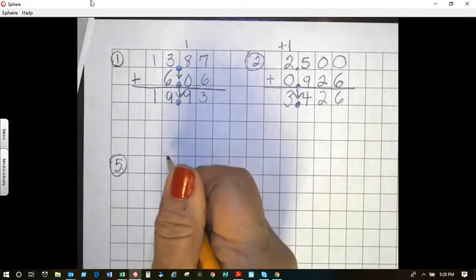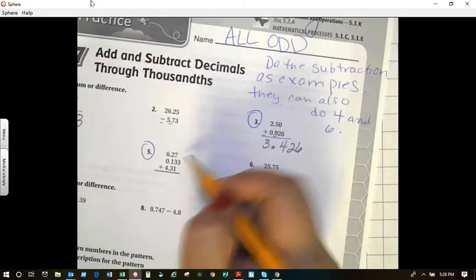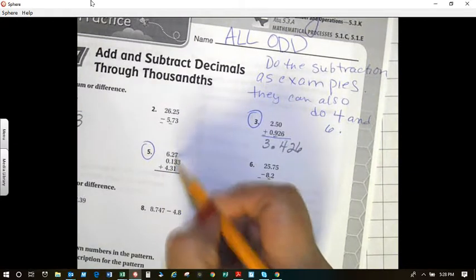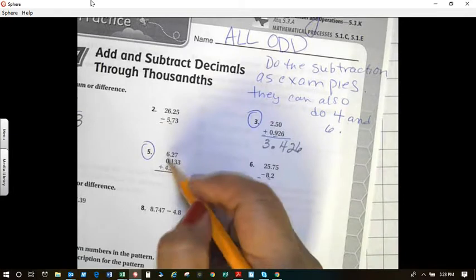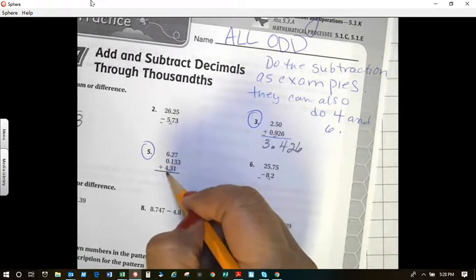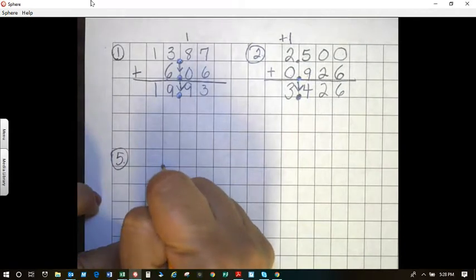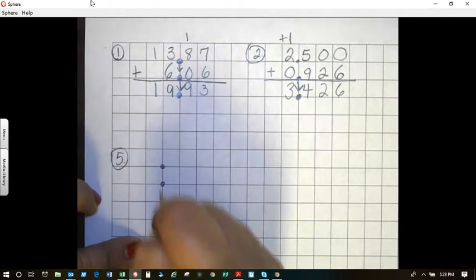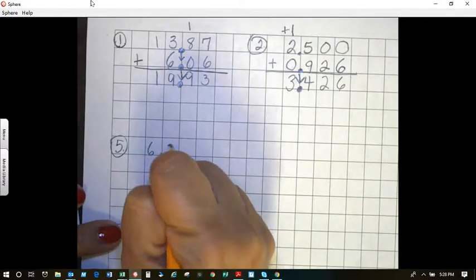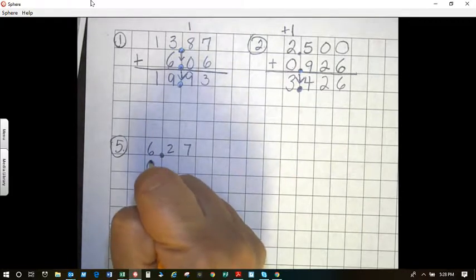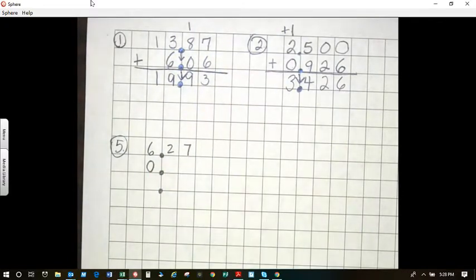And again, if I'm looking at number 5, line up all my decimals and then place my numbers there. So I have only the ones that's there, so I'm going to make sure I have the ones column, decimal. The first one is 6 and 27/100ths. The next one I have 0 ones. Let's see if you can see that right here where I have 0 ones.